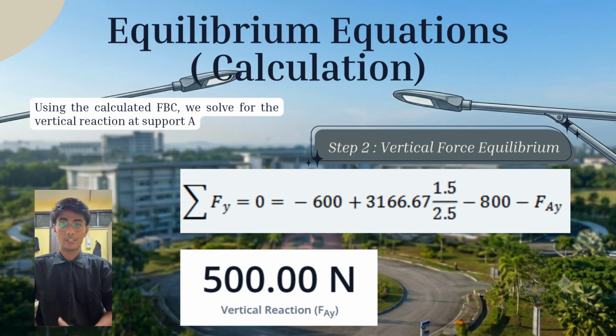For step 2, vertical force equilibrium. Since we have FBC, we can use the equilibrium for Fy equals 0. With that equation, we get Fy equals negative 600 plus FBC itself, which is 3166.67 multiplied by sin theta, 1.5 divided by 2.5, minus 800, and minus FAY. So with the equation, we get FAY equals 500 newtons.